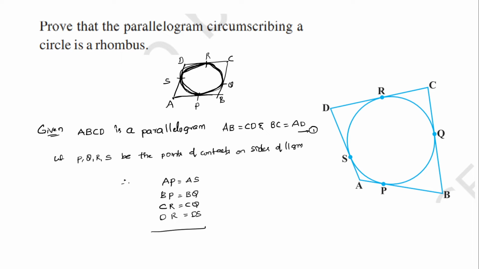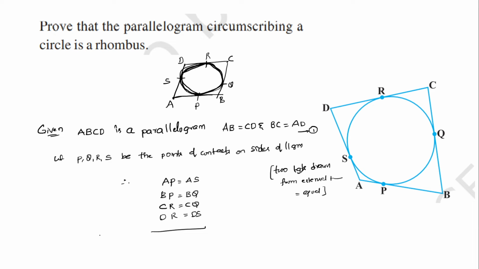Two tangents drawn from an external point to a circle are always equal. So from these properties we can write all these four statements.